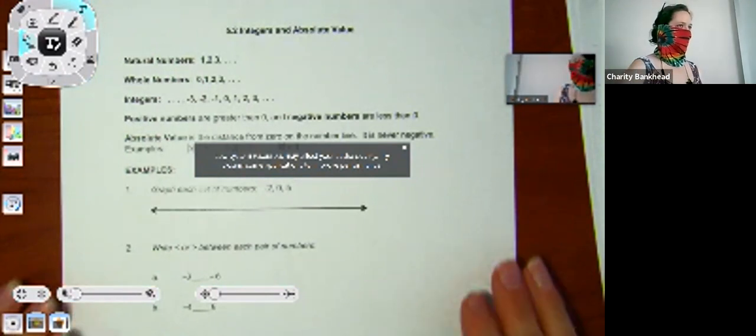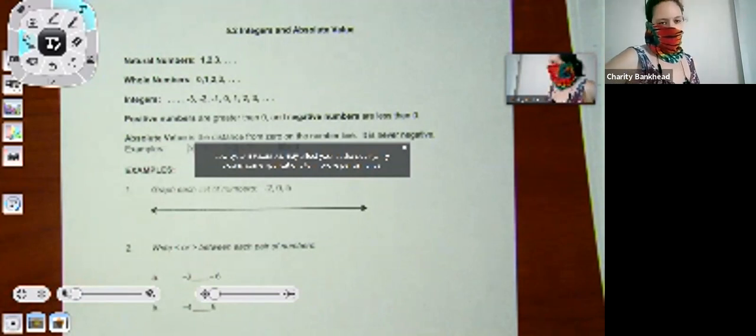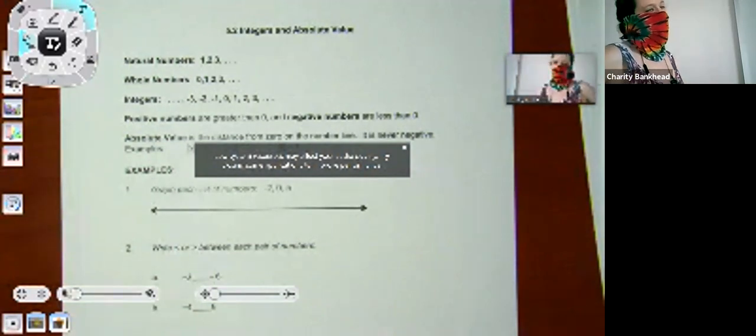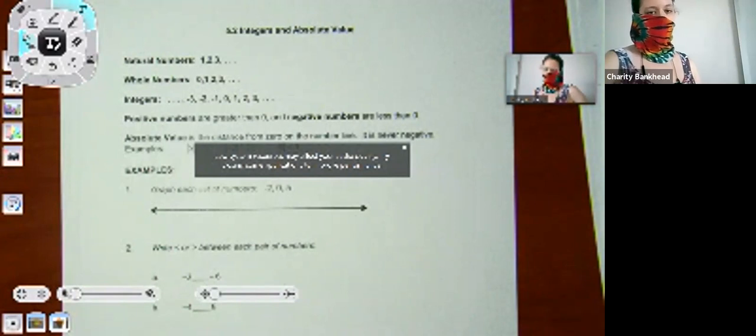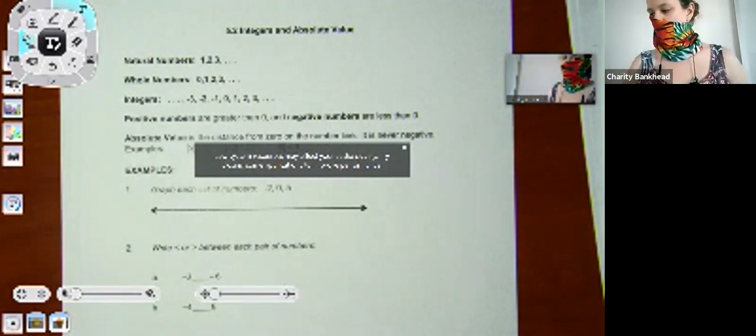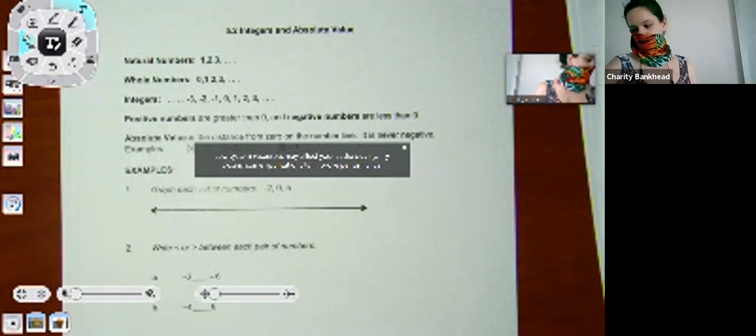Then you have the whole numbers, which is basically the same thing as the natural numbers. The only difference is it also includes 0. And then the integers is all of the whole numbers plus all of the negative whole numbers. All right. And positive numbers are any numbers that are greater than 0, and negative numbers are any numbers that are less than 0. So absolute value is the distance from 0 on the number line. So it's never negative. So that, for example, the absolute value of 5 is 5, the absolute value of -2 is 2, and the absolute value of 0 is 0.